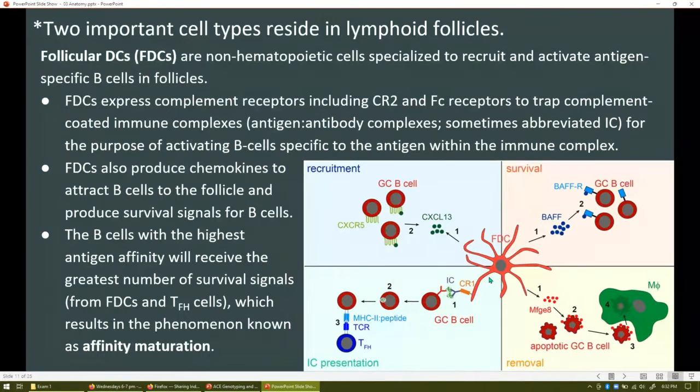Follicular dendritic cells don't only capture antigens for B cells to come and survey. They also produce chemokines that attract B cells to the follicle, so they are largely responsible for the accumulation of B cells within the follicle. And they produce survival signals for B cells, like BAFF, the B cell activation factor, among other things. Remember that the B cells with the highest antigen affinity are going to bind to these antigens to the greatest extent. So they receive the greatest number of survival signals, and that includes from these FDCs and from TFH cells. And that results in affinity maturation.